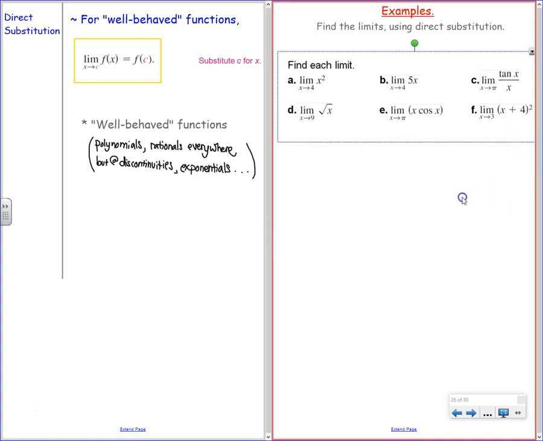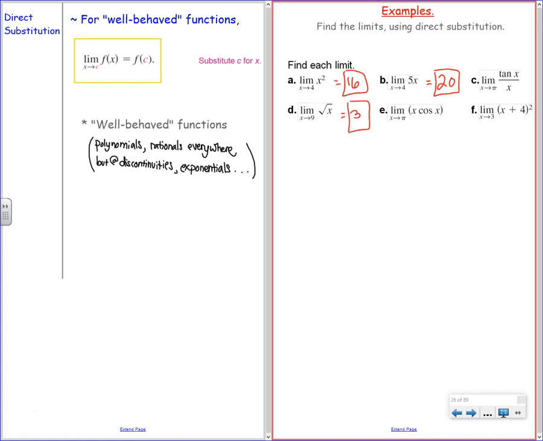What do I mean? What's the limit as x goes to 4 of x squared? Calculators, graphs, no, plug in. 4 squared is 16. Limit as x goes to 4 of 5x. Oh, we need a calculator, we need a graph, we need a... No, plug in. 5 times 4 is just... What's the limit? Oh, wait, 3.